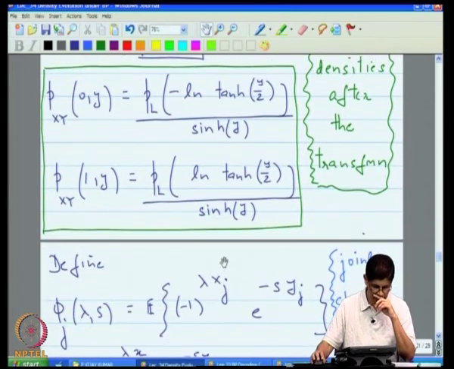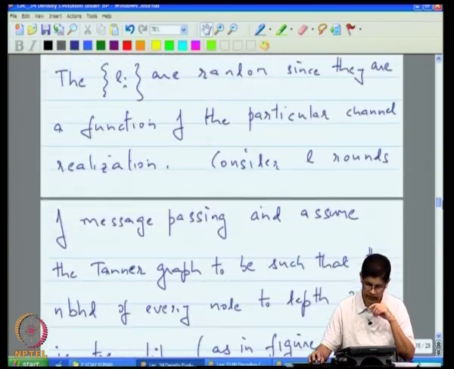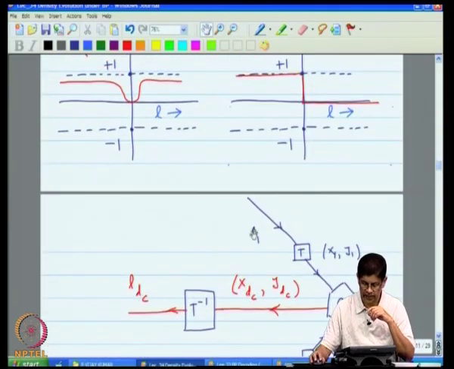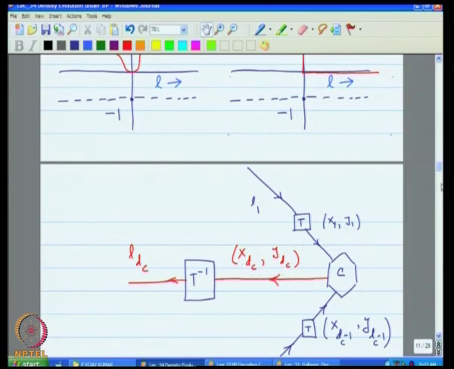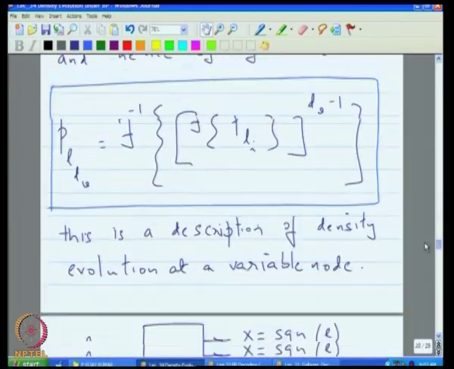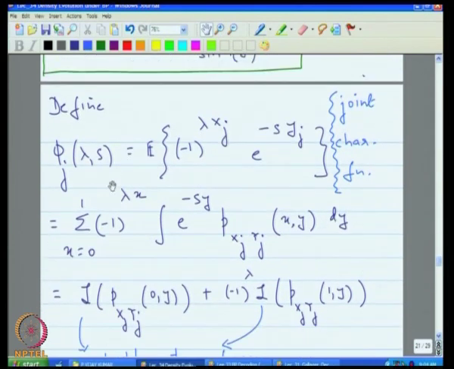Okay. Now, what has that accomplished? That means that we now know how to go from a density given here to a density on the x1 y1. Now, we want to go, given all the incoming densities on xy, to the density on the outgoing xy. Okay, so, let us do that next. So here let us define a joint characteristic function of x and y in this manner. So it is (-1) to the lambda xj, e to the minus s yj, where lambda takes on values either 0 or 1. S you can think of as a complex variable, as you would in the case of say a Laplace transform. So this can be evaluated by actually evaluating it. Now this expectation is over both x and y.